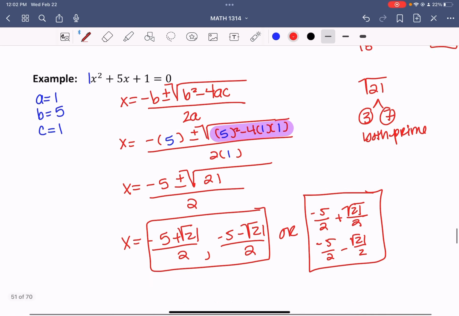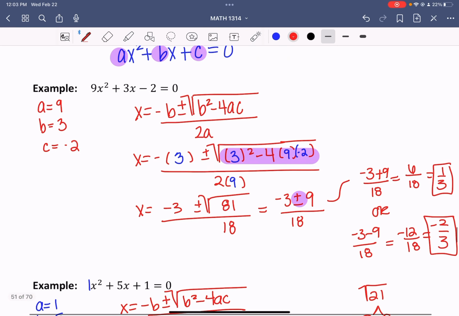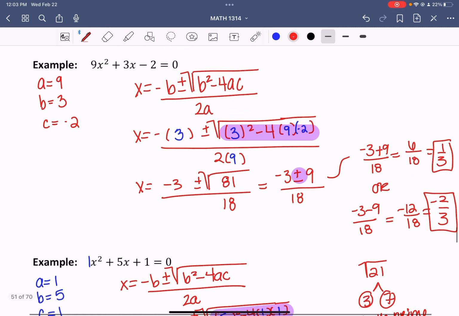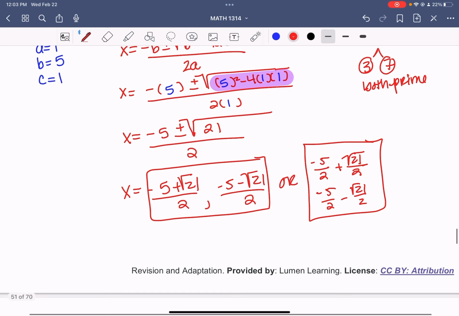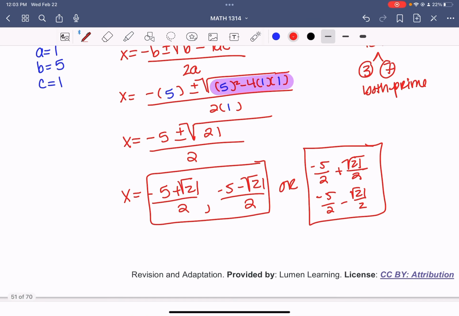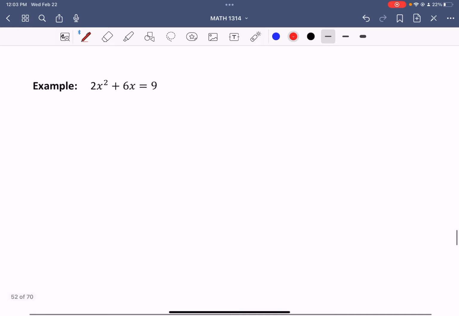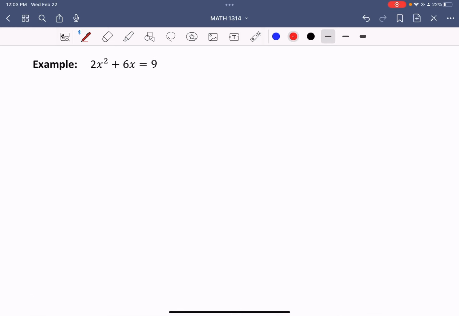Now, in the first example, the fact that we got 1/3 and negative 2/3 means I could have factored that and solved it. The fact on the second one that I got this square root of 21 means the quadratic formula was definitely the way to go, because it wouldn't have factored. Let's work another example. This one is a quadratic, so I can solve it using the quadratic formula.